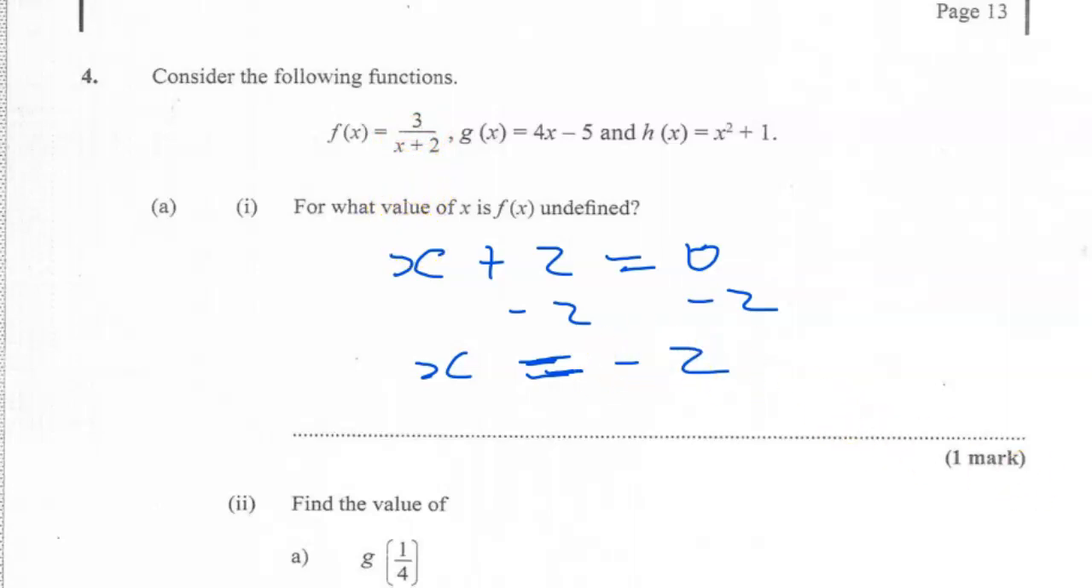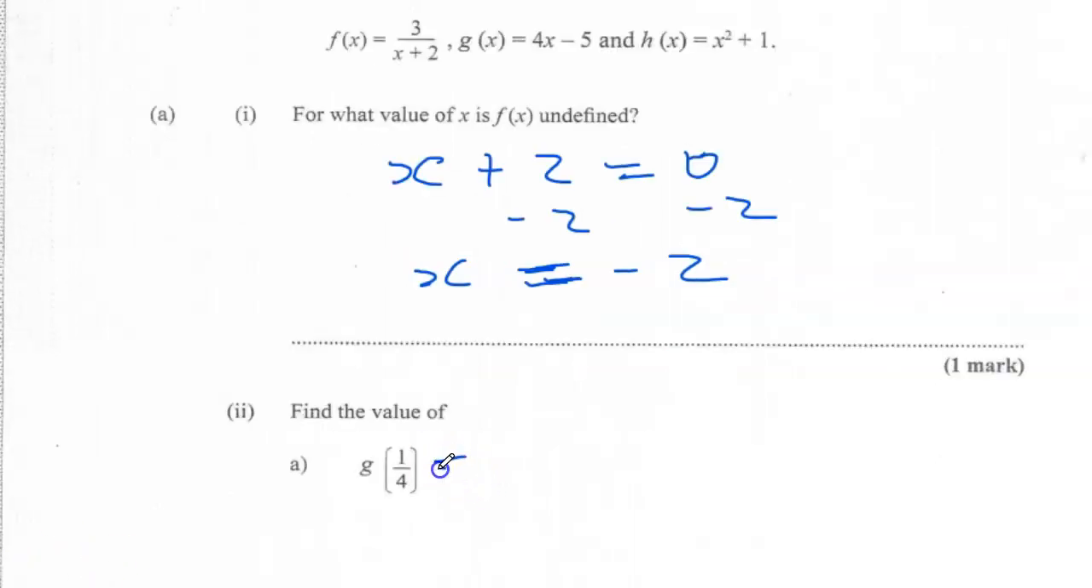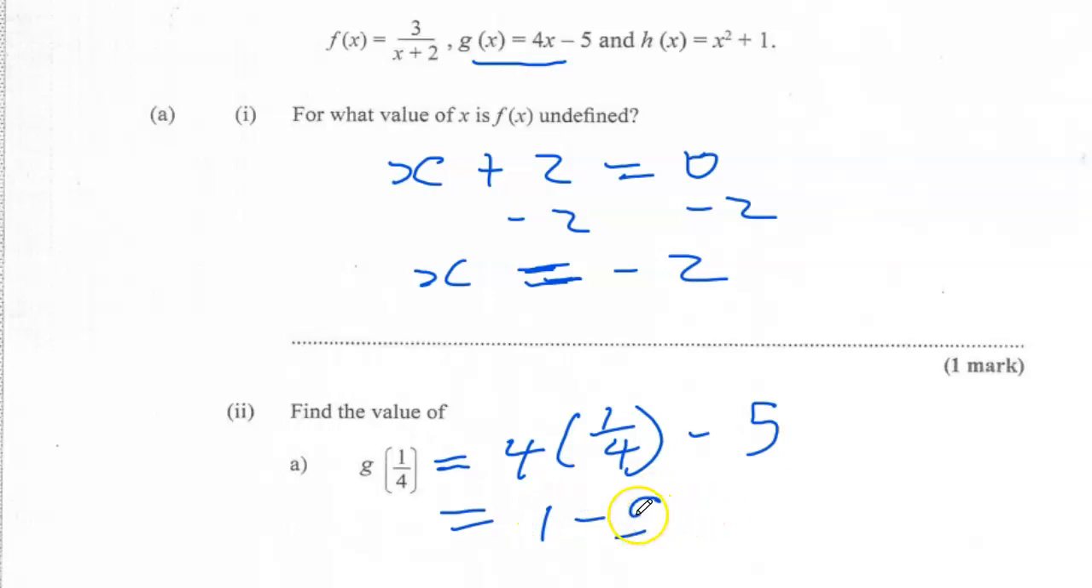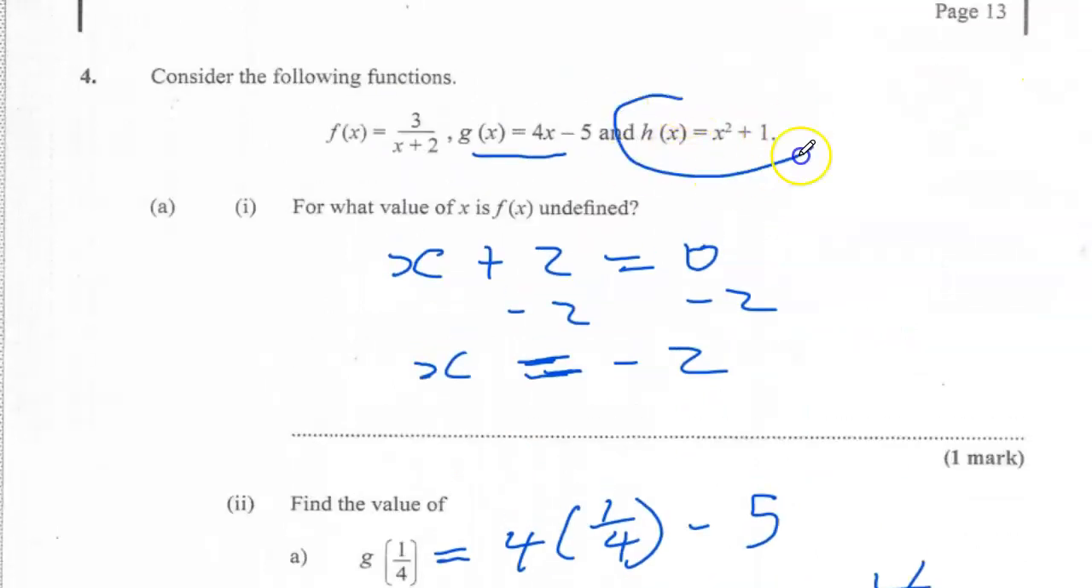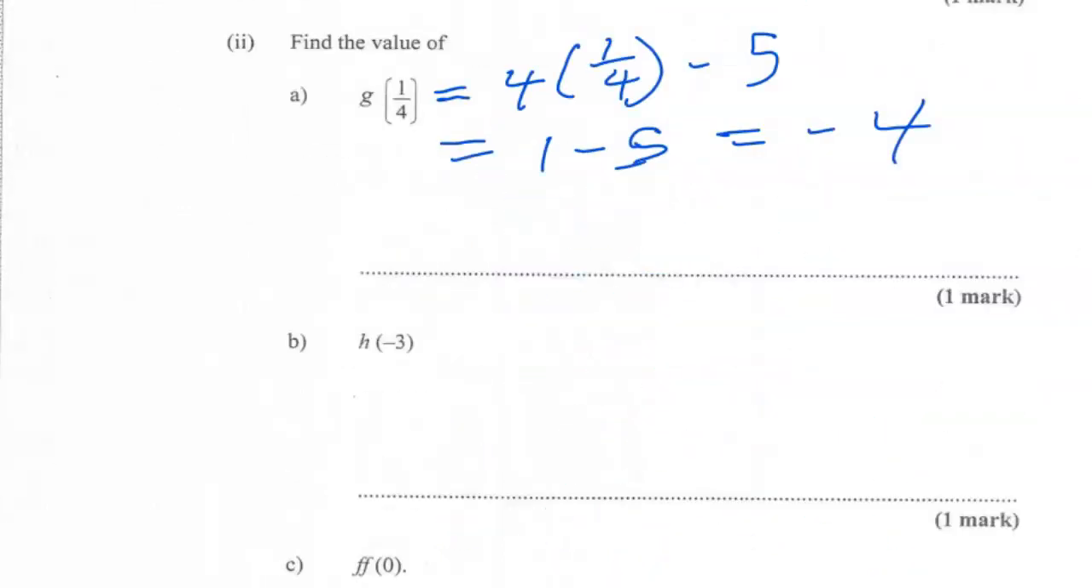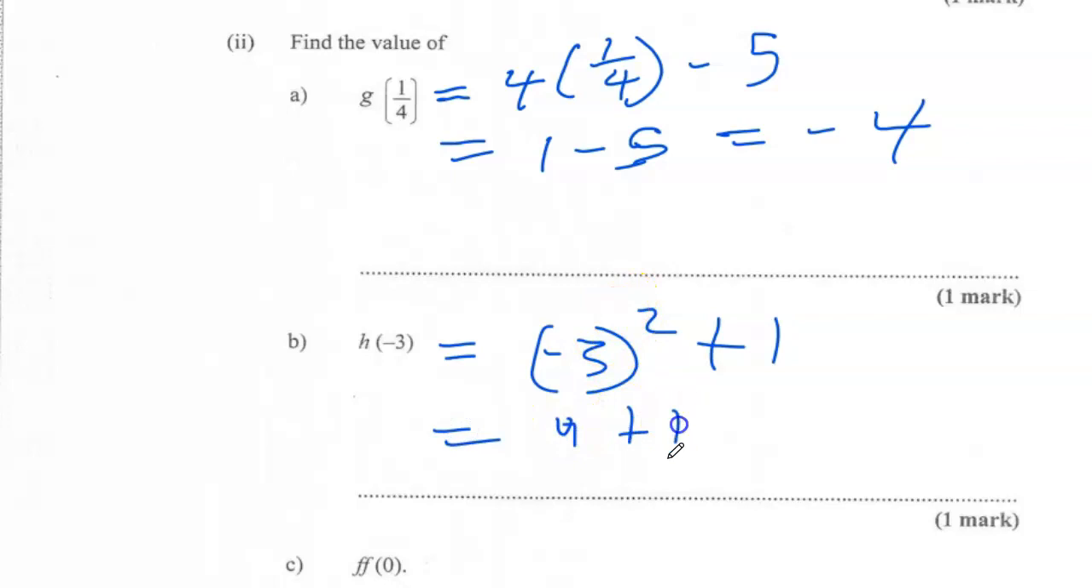Part 2, g of a quarter. We look for the function g and replace x with whatever is in the bracket. So replace x with a quarter. So 4 times x becomes 4 times a quarter, minus 5. 4 times a quarter is 1, minus 5. 1 minus 5 is negative 4. H of negative 3, so let's remind ourselves what h of x is. For h of negative 3, we replace x with negative 3. So x squared becomes negative 3 squared, and then we add 1. Negative 3 times itself is 9, 9 plus 1, so the answer is 10.